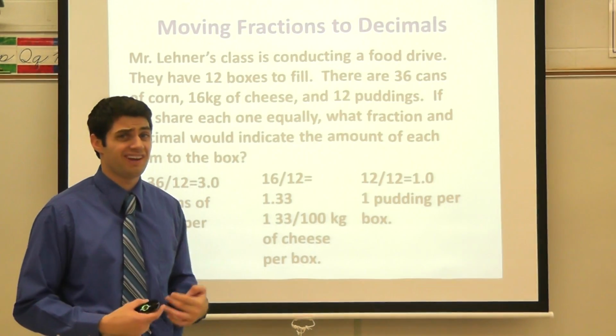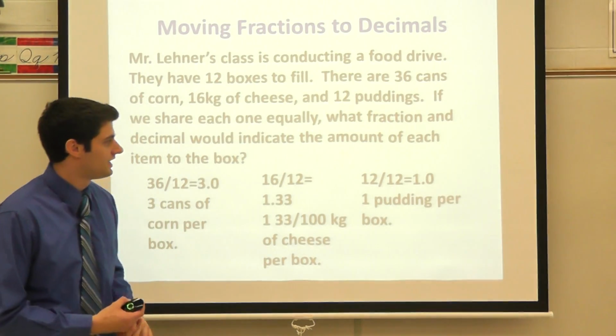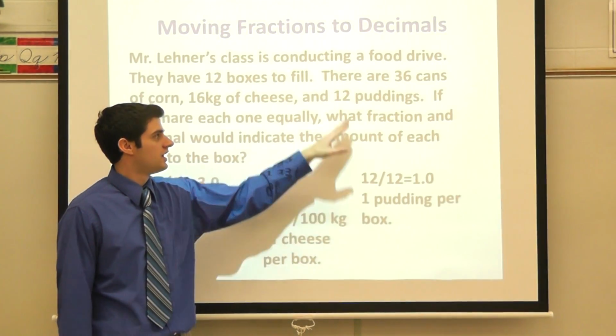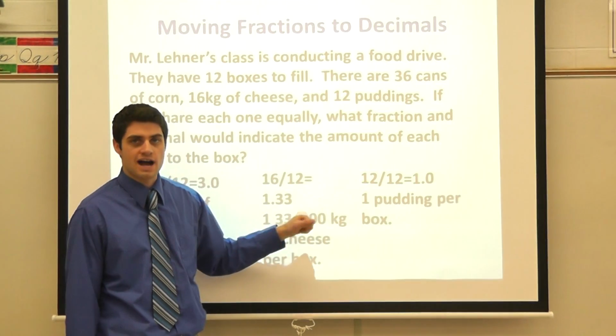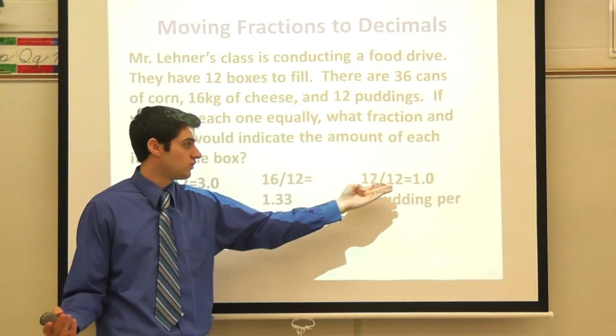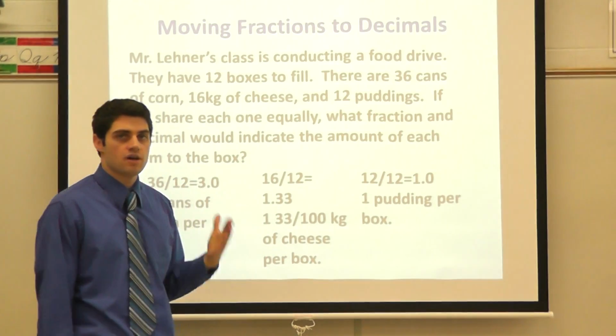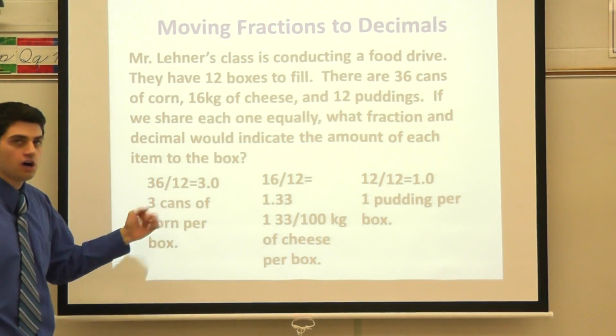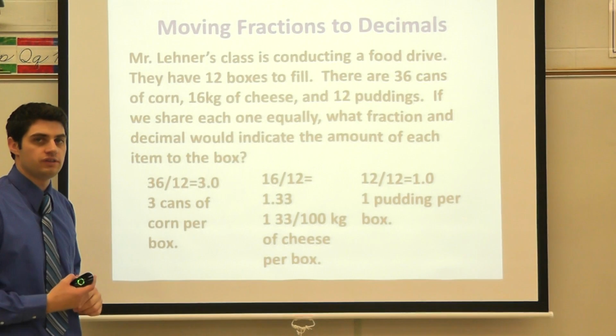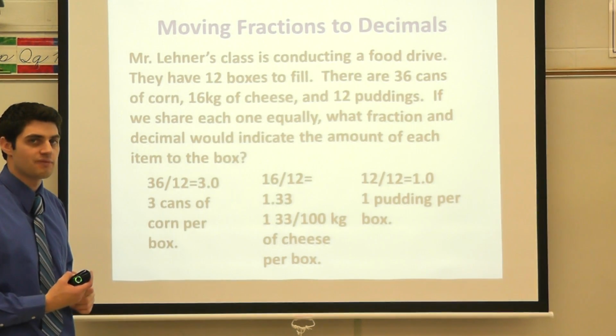Probably your favorite part. I know it's my favorite part. I love the chocolate. So let's say we got our chocolate puddings here. I got 12 puddings into 12 boxes. 12 divided by 12 is just 1. So that's 1.0, which means 1 pudding per box. Now if I look at all 3 of these, what can you tell me they have in common? What's the same with these?